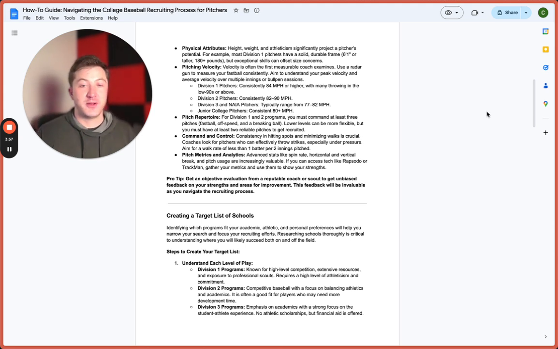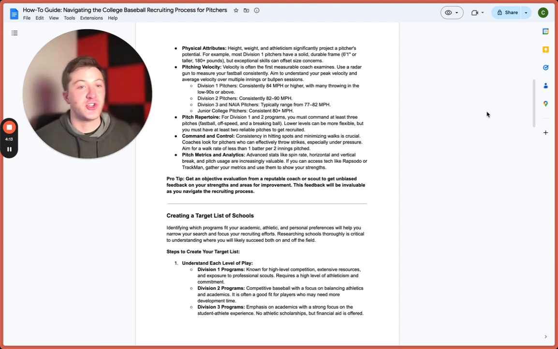Division III and NAIA pitchers typically sit around 77 to 82, but that's over the course of all NAIA pitchers, which have a lot bigger roster sizes, multiple teams. So there are still guys that are into the upper 80s, low 90s, even guys into the mid 90s.